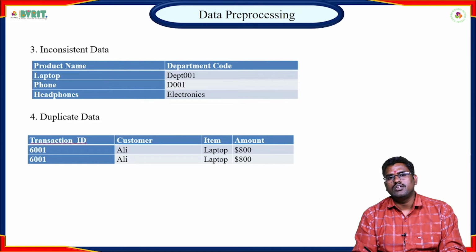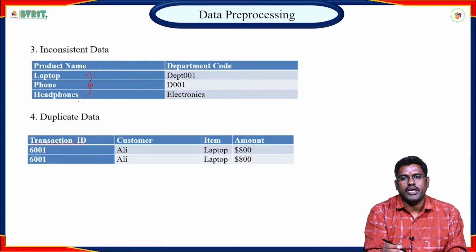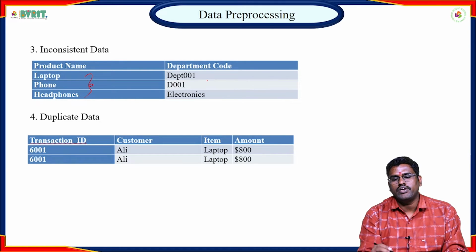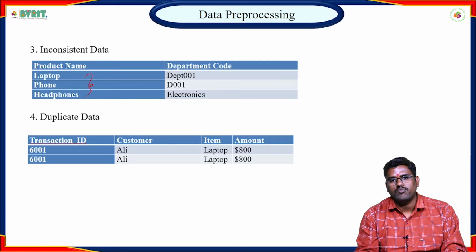Inconsistent data means the data will be stored with different codes. See here, these are 3 different products. For individual products, for laptops they have given the department as DEPT001. For phone they have given D001. For headphones they have given electronics. If we see this type of data, we can't understand which type of product or which type of item it belongs to.